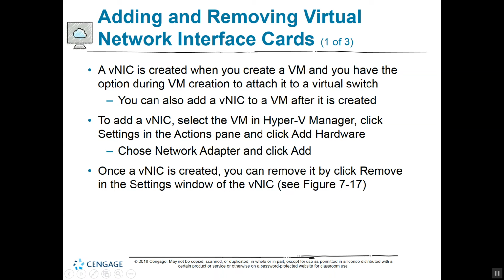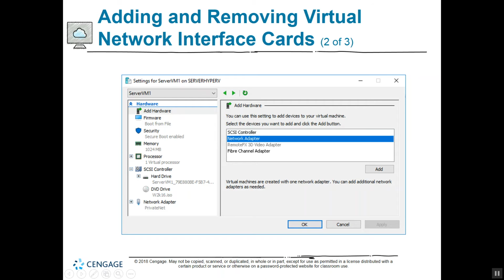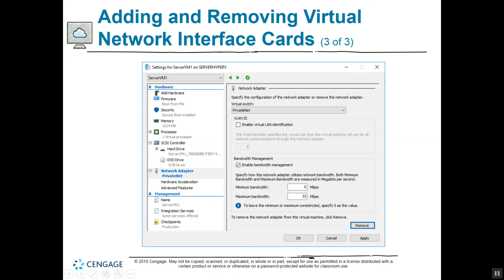So a virtual NIC is created when you create a VM, and you have the option during VM creation to attach it to a virtual switch. You can also add NICs after the fact. So here we are, we got the option to go through and add a NIC. With add hardware, what is it that we want to add? We select network adapter, and then in the next window, what switch do we want to connect to, and the bandwidth that we're going to use.